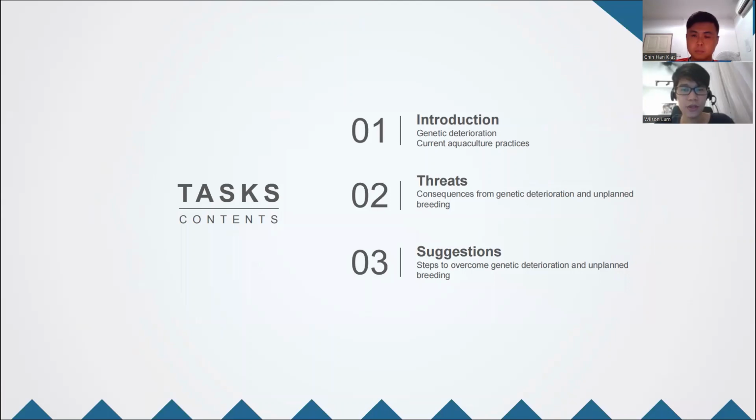The first one, we're going to have some introduction regarding genetic deterioration, as well as current aquaculture practice. The second one, we're going to talk about what inbreeding brings as threats for aquaculture, as well as the consequences from genetic deterioration and unplanned breeding. The third one, we're going to talk about suggestions, which are some steps to overcome genetic deterioration and unplanned breeding.